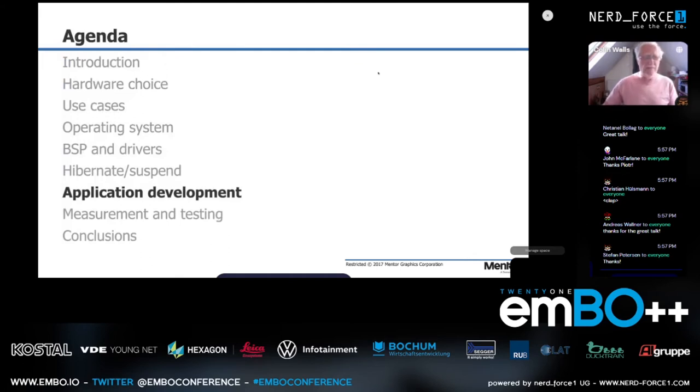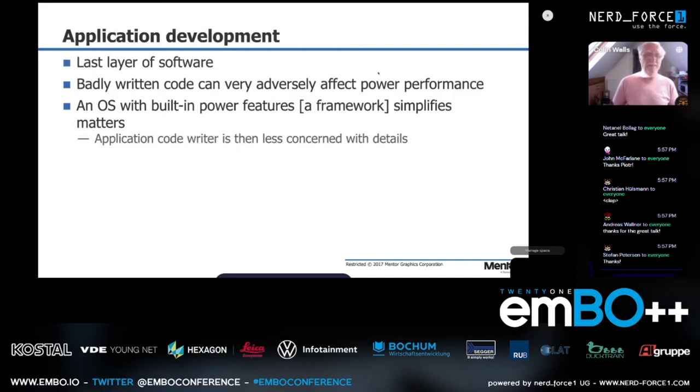And the last layer of the software is the application code. The application development is where we will have least effect on power performance, but what we do is perhaps adversely affected. Now, using an operating system with built-in power features, a framework, simplifies matters because the application code writer is then rather less concerned with the details and can't do any damage. The operating system is doing the work.